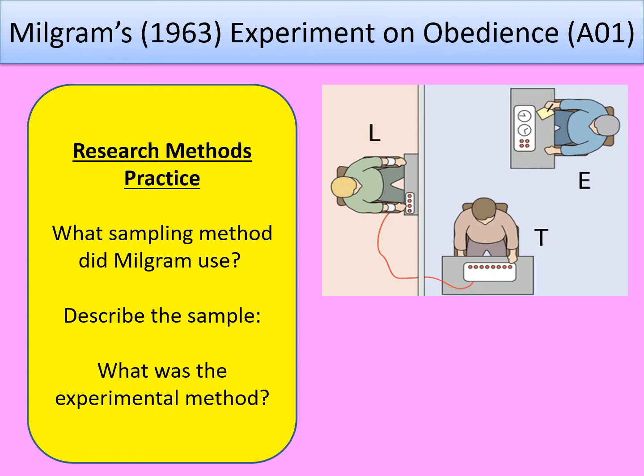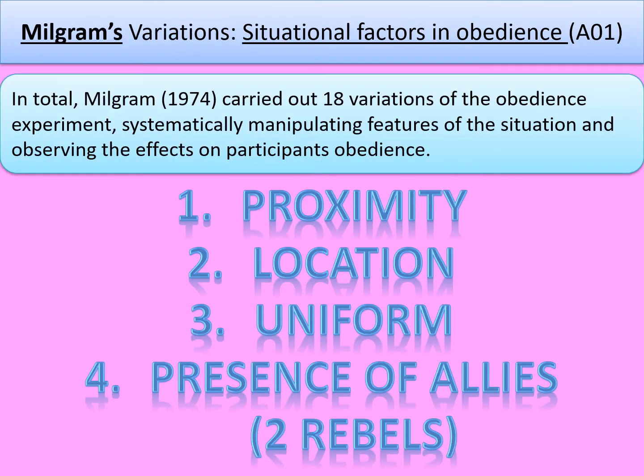And the sampling method, as I said, was a volunteer sample because they put an advert in a newspaper. The sample itself was 40 middle-aged men, and that's important because you can criticise that later for a lack of population validity. And the experimental method was a laboratory experiment because it was done in an artificial room in Yale University. So it was a highly controlled laboratory experiment. So that was the baseline study, procedure and findings.